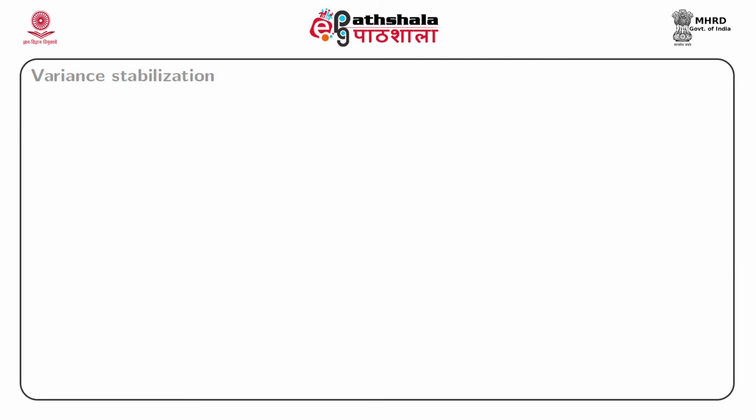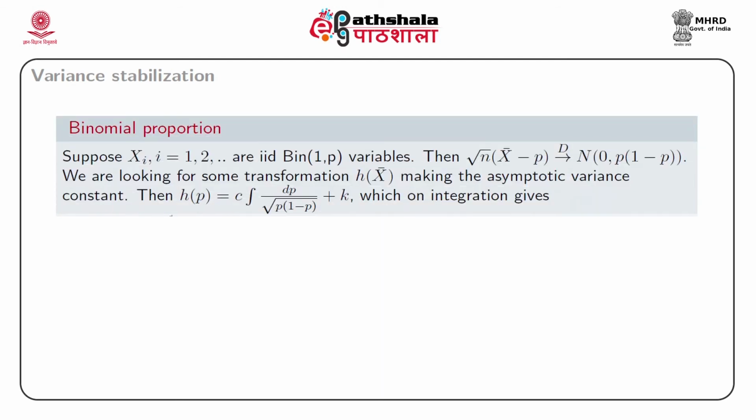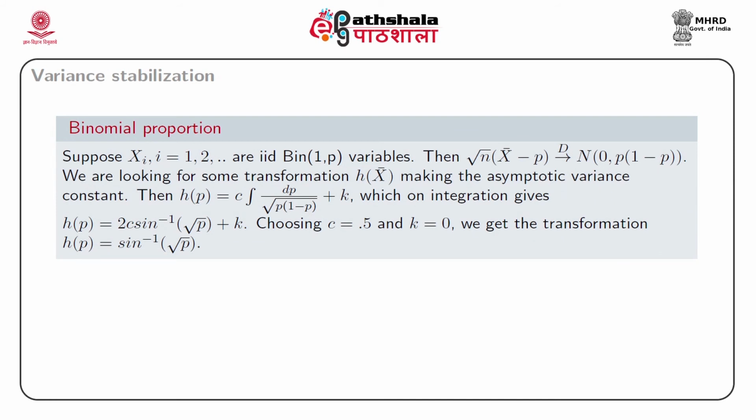So, let us quickly give some examples. The first example is regarding the binomial proportion. Suppose xi are IID binomial(1, p) variables, then it is well known that the large sample distribution of x bar is asymptotically normal with variance p into 1 minus p. We are looking for some transformation, say h of x bar, such that the asymptotic variance is independent of p. Then from the relation as discussed before, h of p is nothing but c times the integral of 1 by square root of p into 1 minus p plus k, which on integration gives the expression h of p equal to 2c times sine inverse square root of p plus k.